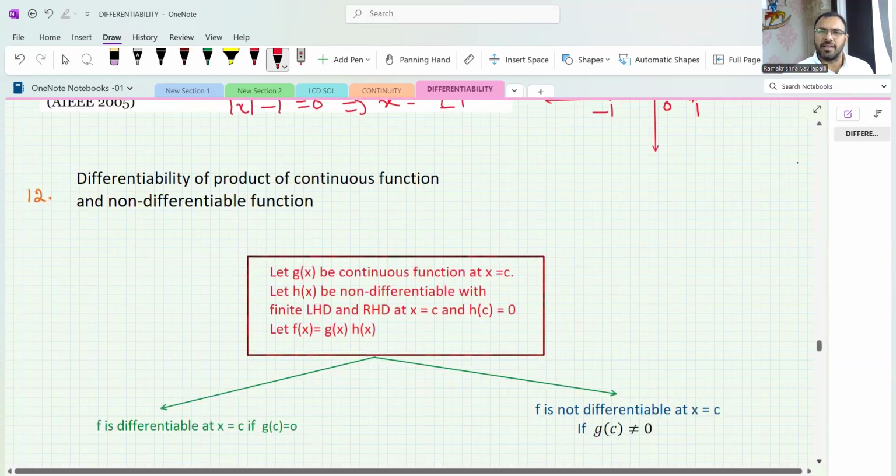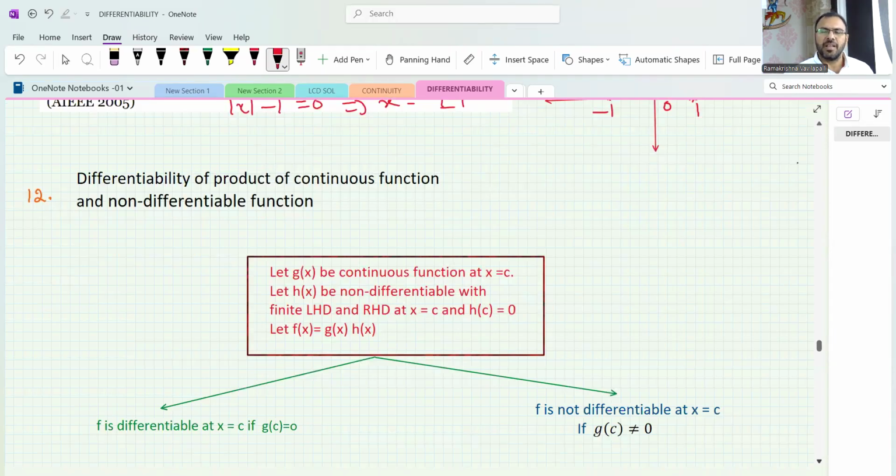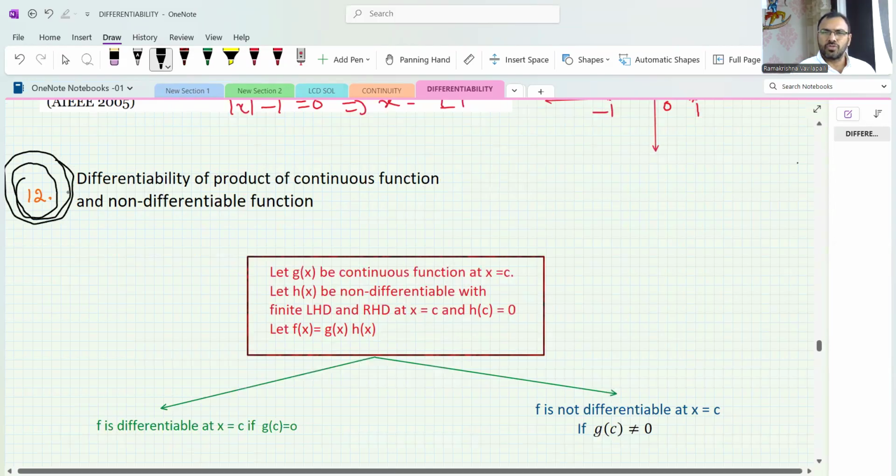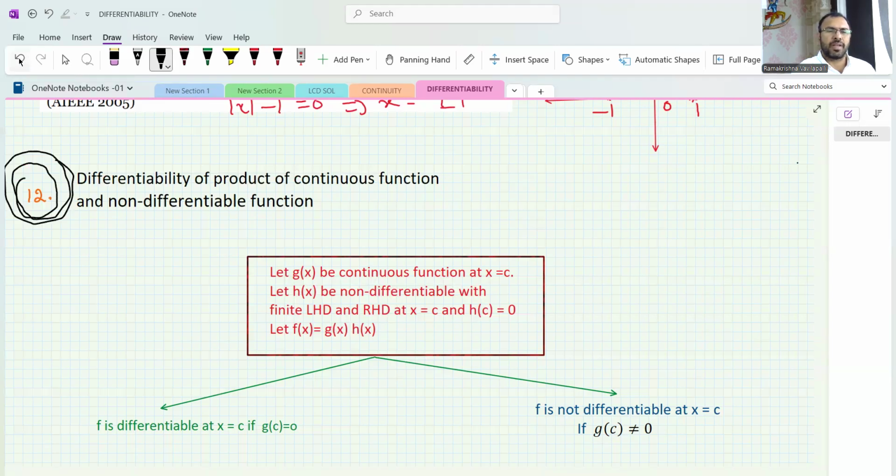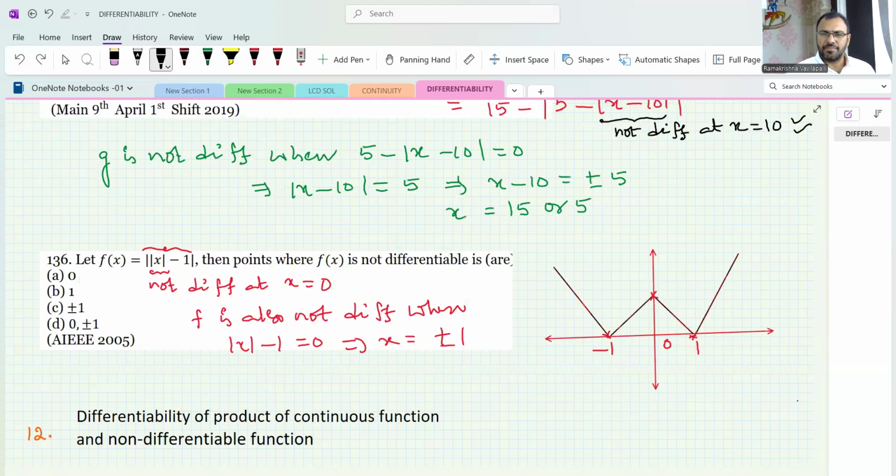Now you see how to make a non-differentiable function a differentiable function, when it comes to the differentiability of a product of a continuous function and a non-differentiable function. This is also a very, very important concept. These are all well-established points for checking the differentiability of a function on your fingertips.